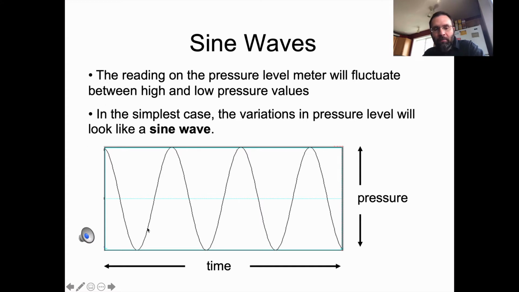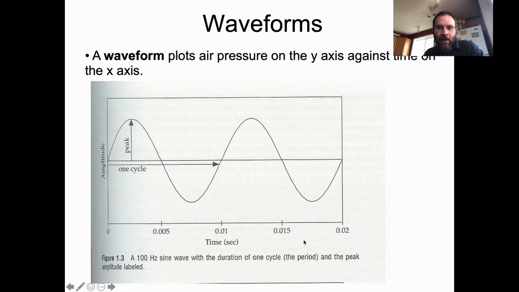But when we plot this out in what's called a waveform, it looks like this. It's just pressure as it changes over time, which is what all sound waves have to do. They have to show changes in air pressure for us to perceive them as sound. So a technical definition of a waveform: it plots air pressure on the y-axis against time on the x-axis. And this is a more true sine wave because it begins at 0, but it shows you that same alternating up and down pattern, right?